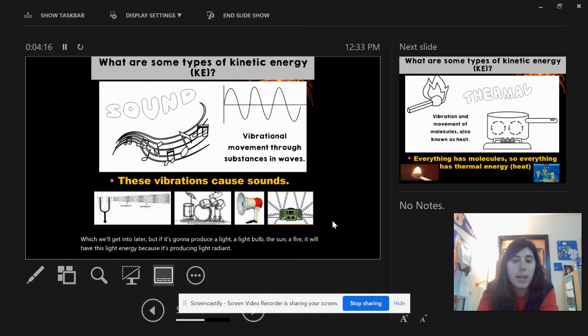Sound energy is also kinetic energy because it is a vibrational movement through sound waves. So these vibrations are going to cause a sound, and that sound has sound energy. So if it makes a noise, it has sound energy. The only place that sound energy does not occur is in space because sound cannot travel in space.